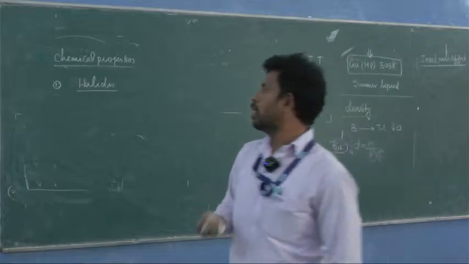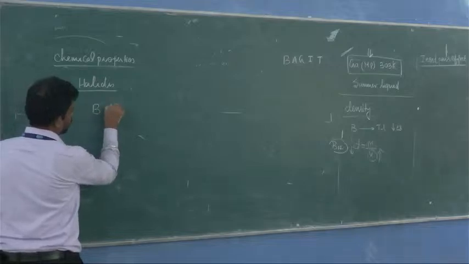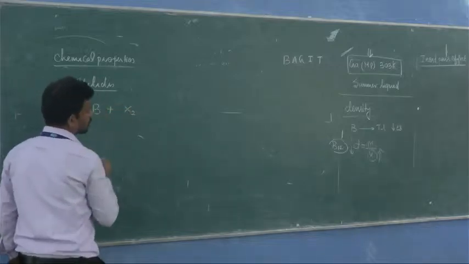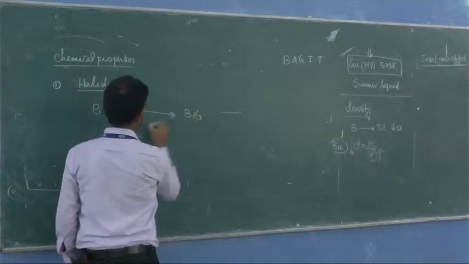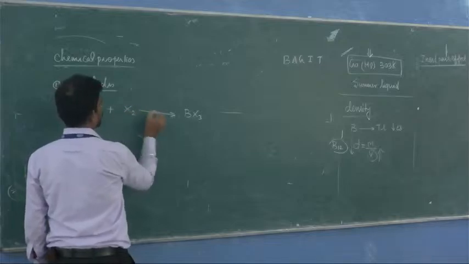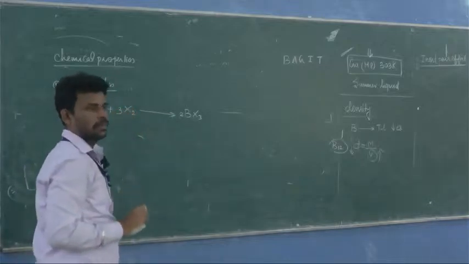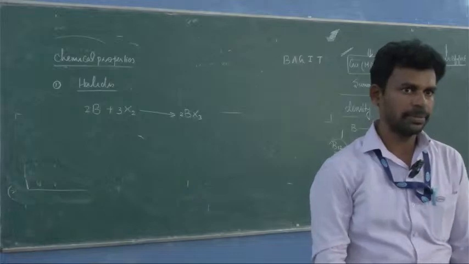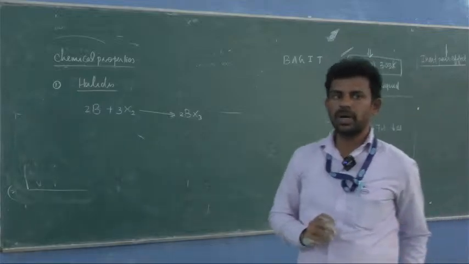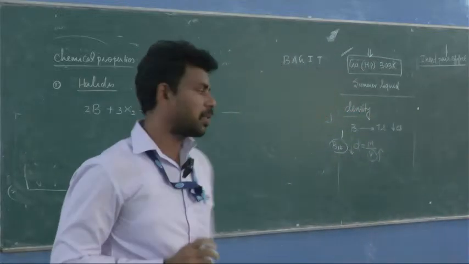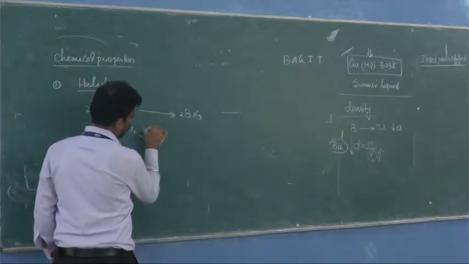Is it clear? Listen, for example, suppose you take boron and treat it with X2. What will you get? You will get boron halides. Is it clear? In this case you have a 2, in this case you have a 2, in this case you have a 3. Okay, so boron halides. Is it clear? What is the formula of boron halides? BX3. So what can X2 be? It could be F2, Cl2, Br2, I2.